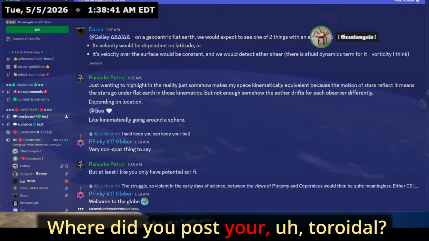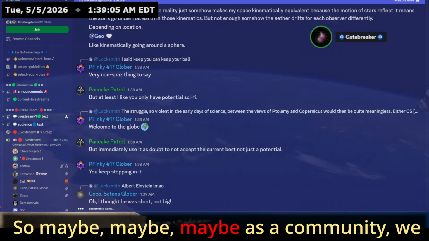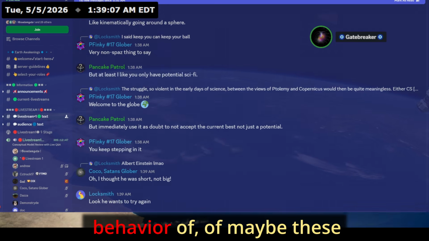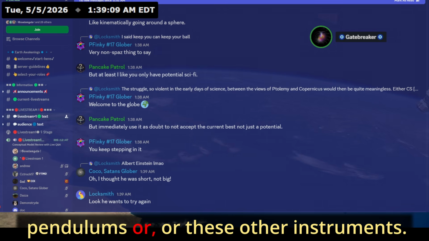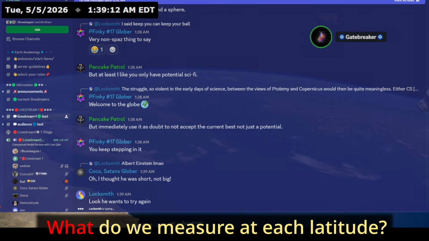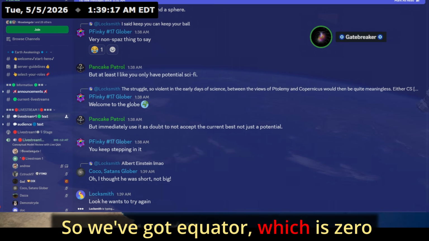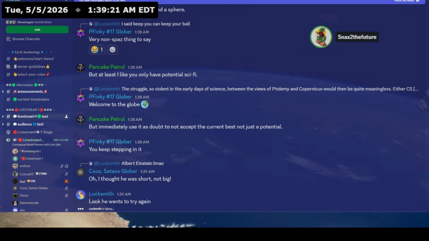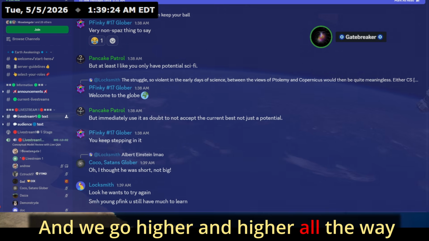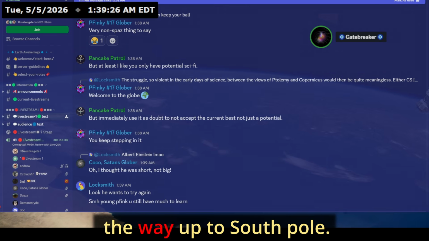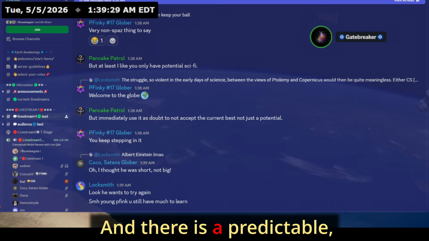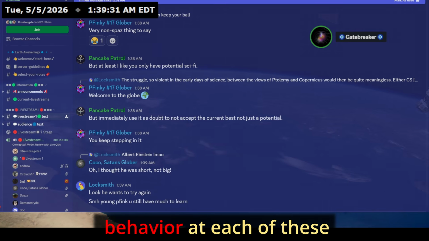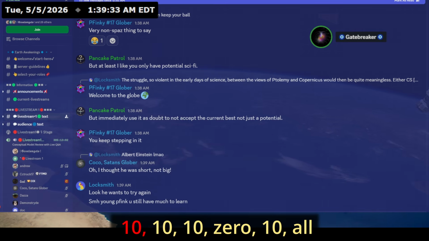Where did you post your toroidal? So maybe as a community, we should review the behavior of maybe these pendulums or these other instruments. What do we measure at each latitude? So we've got the equator, which is 0, the middle of your globe. You want to fall back on the scientific pendulum? And we go higher and higher, all the way up to the North Pole, all the way up to the South Pole. And there is a predictable, repeatable behavior at each of these latitudes.